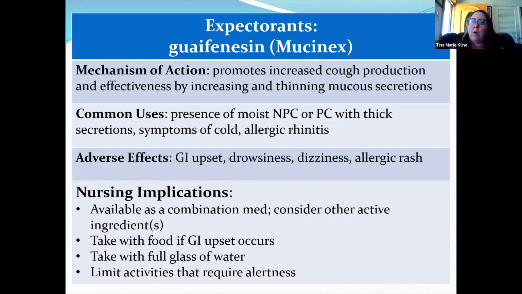Again, it's all about airway clearance. We would use these if your patient has a moist productive cough, or if it's a moist non-productive cough that we want to get things moving, okay? And that's how you would know when you give this and you know it's working, because that moist non-productive cough then becomes productive, that your patient is able to bring that mucus up.